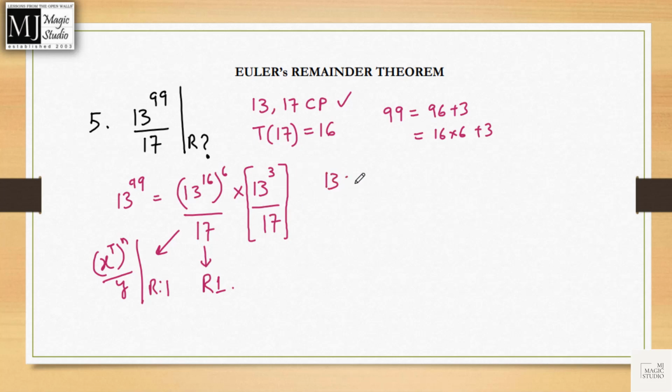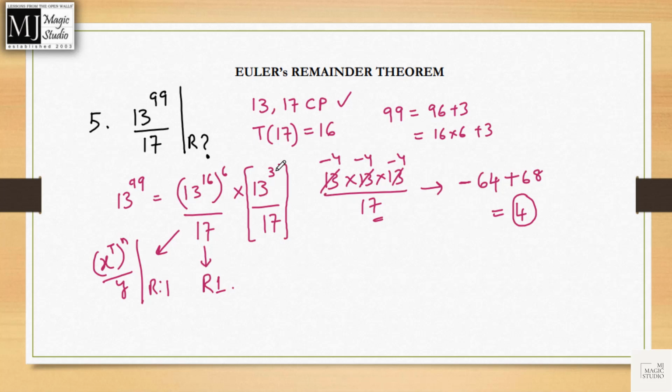Now 13 to the power 3 means 13 into 13 into 13. Now it is divided by 17. Each 13 will give residue minus 4, so the remainder is minus 4 into minus 4 into minus 4, which is 16 into minus 4, that is minus 64. But remainder cannot be negative, we know that. So we need to keep on adding the divisor till we get a positive remainder. So 17, 34, 51, 68. If I add 68, which is nothing but 4 into 17, I would be left with 4. So remainder of 13 to the power 3 divided by 17 is 4.